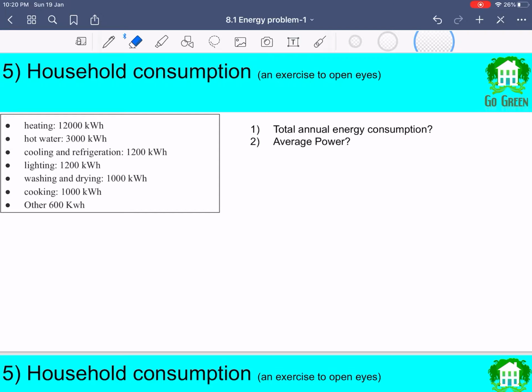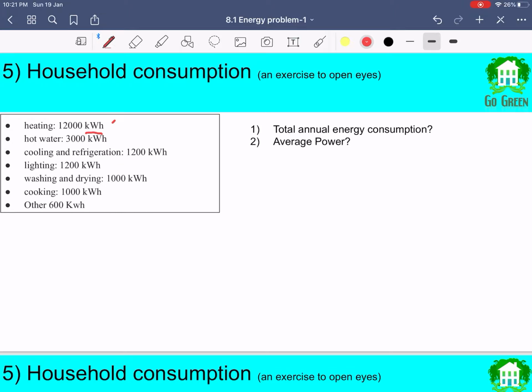So this is topic 8.1, energy problem. We're looking at the energy consumption in a household. In this problem, we are taking data from a house, probably in a cold weather country, where heating seems to be the biggest energy requirement for the house.